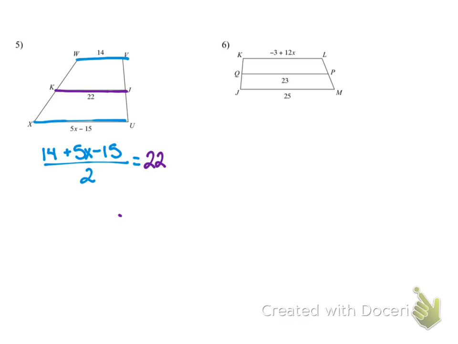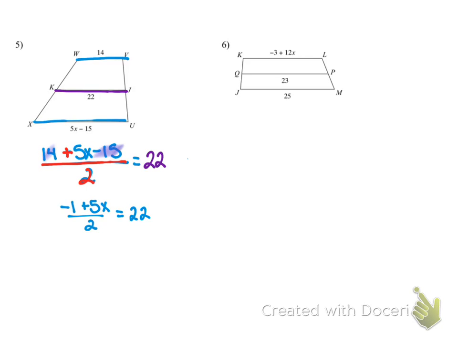Now, like I said, this one's a little bit different. You're still going to add your bases. You're still going to divide them by 2. But this one's a little bit different because I have the x on the same side as my two bases. So let's go ahead and solve this a little bit. When I go to combine like terms, I can combine this term right here and this term right here. 14 minus 15 is going to give me -1. So now I have -1 plus 5x divided by 2 is equal to 22.